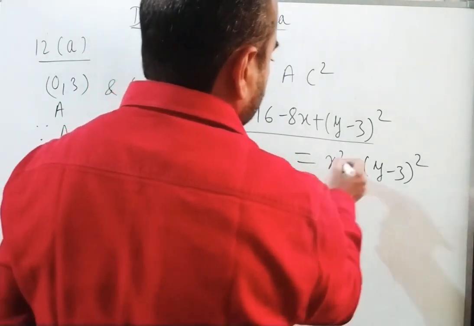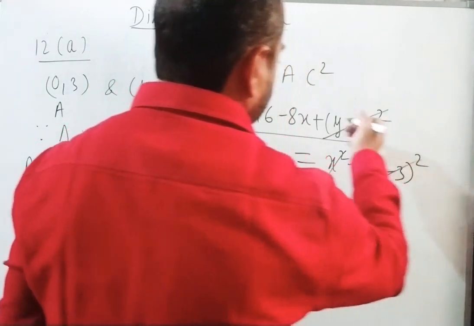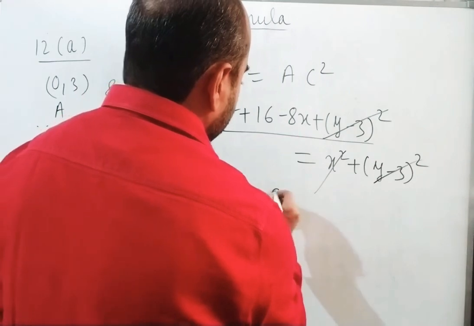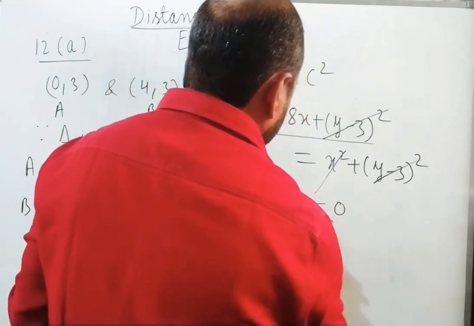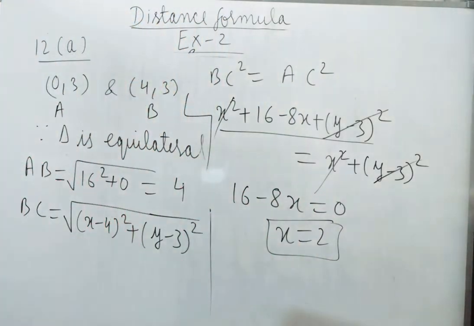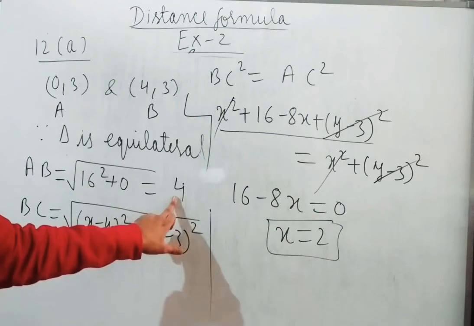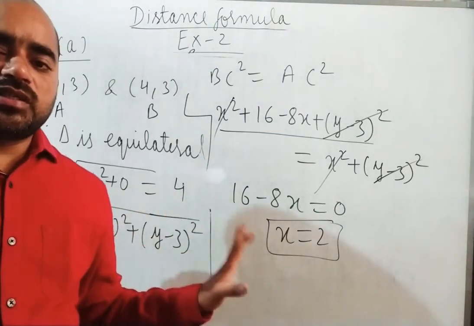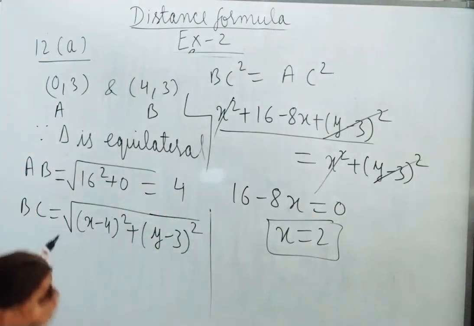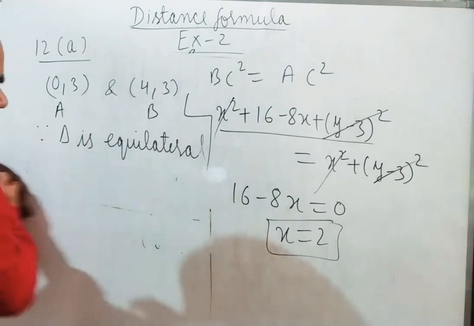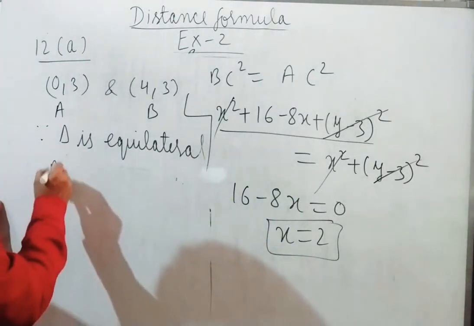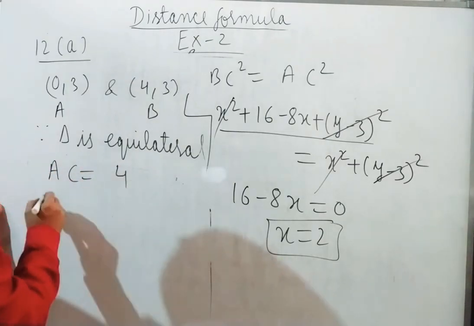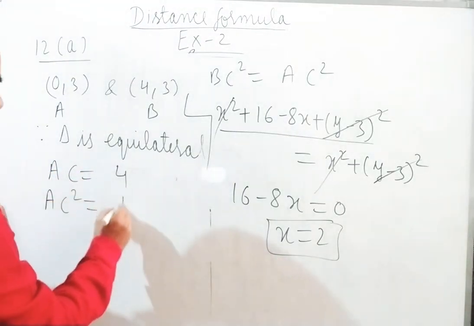So x square cancelled, y minus 3 whole square cancelled. So 16 minus 8x is equal to 0. It means x will be 2. So x is equal to 2 we have got. Now see, 4 units. It means all the sides must be of length 4 units. So we can take any length. I am taking AC. So AC will also be 4, so AC square will be 16.